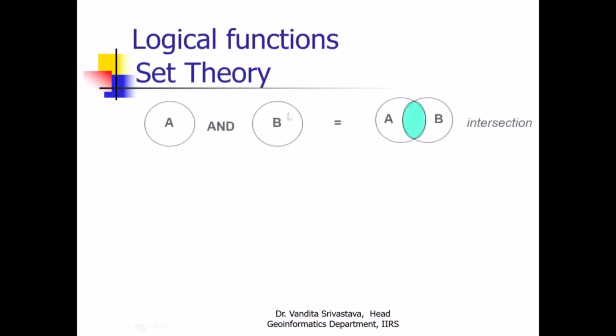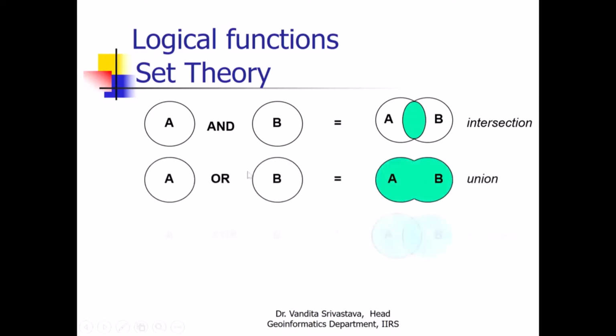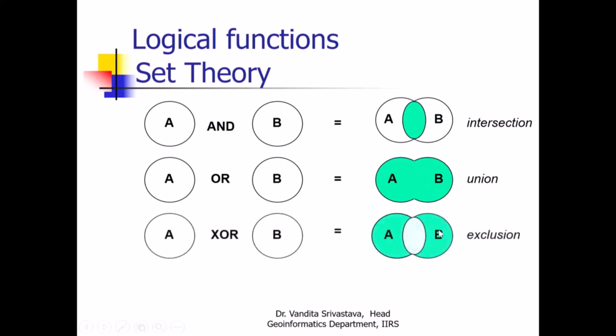So A and B, it will look something like this in set theory. A and B is like this. When both the conditions are satisfied, that is the intersection. A or B is like union. A XOR B is like mutually exclusive or exclusion. The AND part is minus from the union. So if you say union minus intersection, you get exclusive OR.